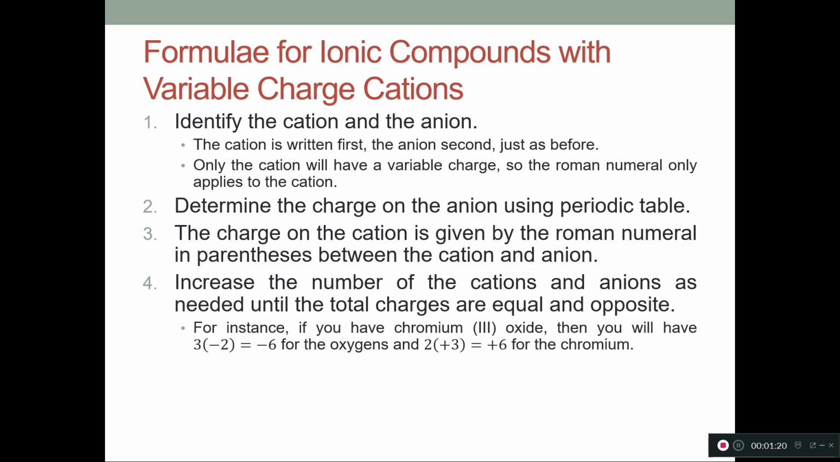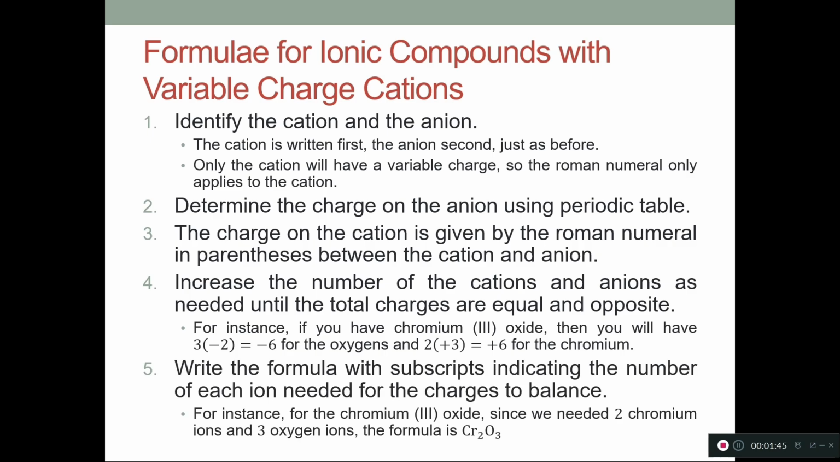So for instance, if we're looking at something like chromium(III) oxide, then we'll want to add oxygens until we have 3 of them and chromiums until we have 2 of them, such that 3 oxygens will have a total charge of -6, and the 2 chromiums will have a total charge of +6, so those total charges will cancel out. Then we write the formula with subscripts indicating the number of each ion needed for the charges to balance. With our chromium(III) oxide, since we needed 2 chromium ions and 3 oxygen ions, the formula is Cr2O3.